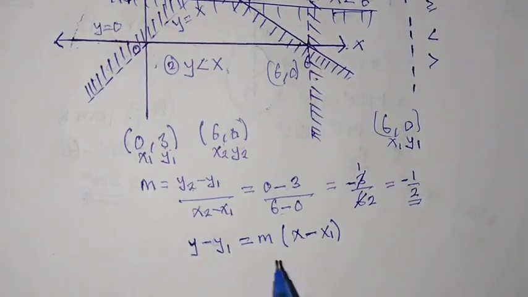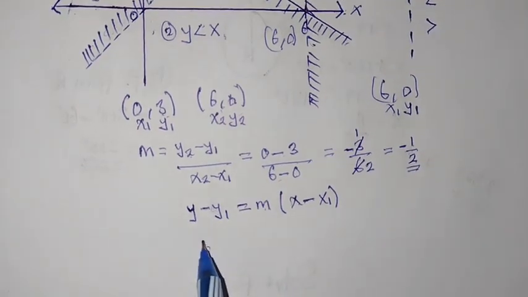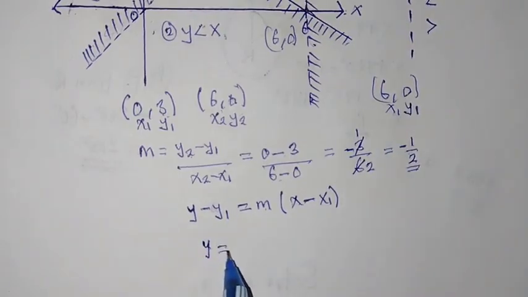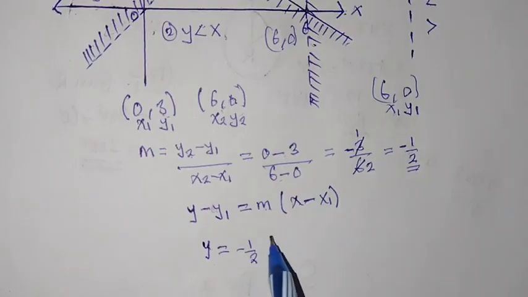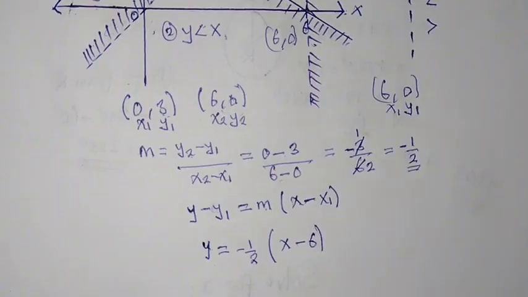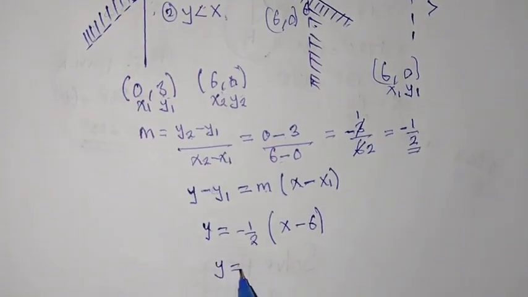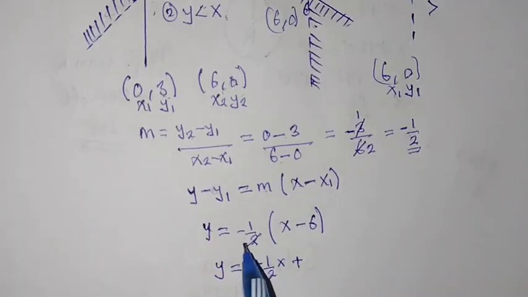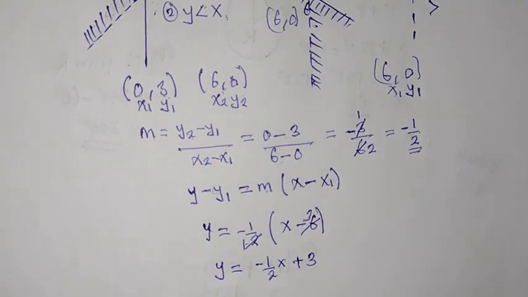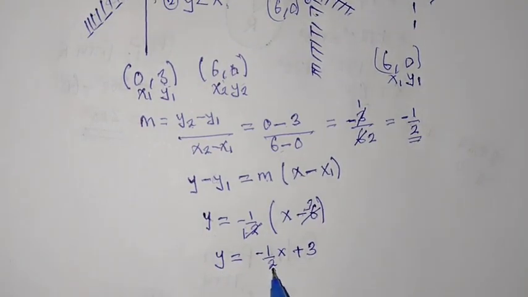So I'll just substitute. This m is the gradient, which is negative half. Here, y minus 0, because y1 is 0, so I just write y equal to my gradient, negative half, open bracket, x minus our x1, which is 6. From here we say y equals negative half times x, which is negative half x. Negative times negative is positive. 2 into 6 is a 3, and 1 times 3 is still 3. So this is our equation: y is equal to negative half x plus 3.